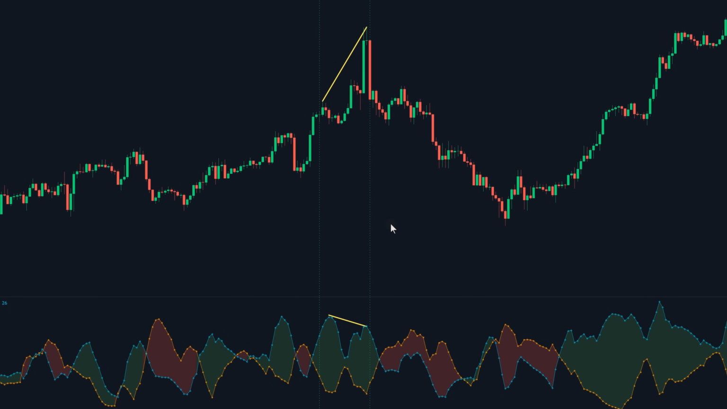Now, this is a bearish divergence. This indicator created a lower high right here, and then looking at the price, it was actually creating higher highs. Because of that, we enter a short position.